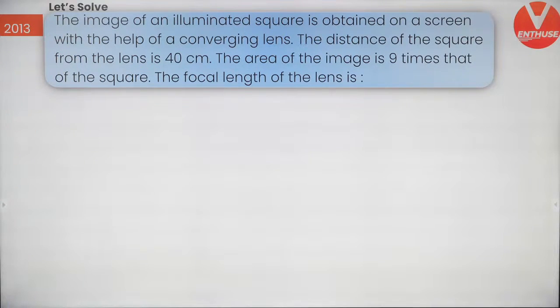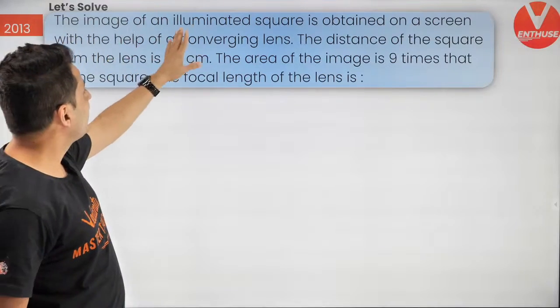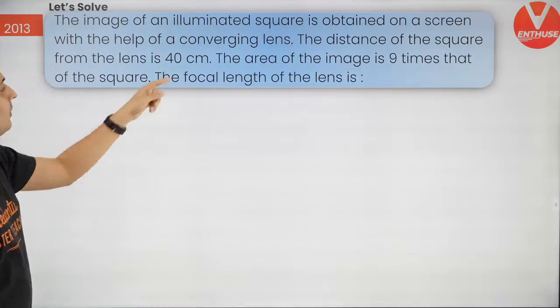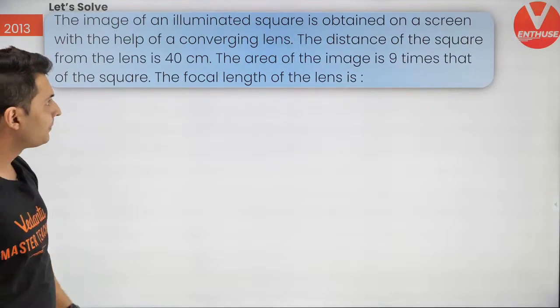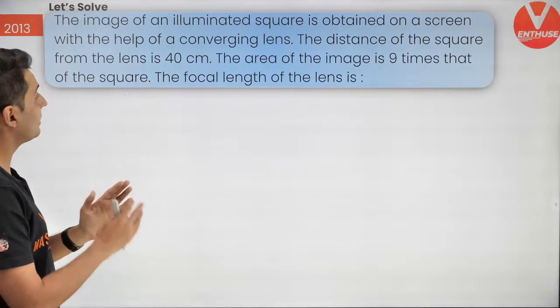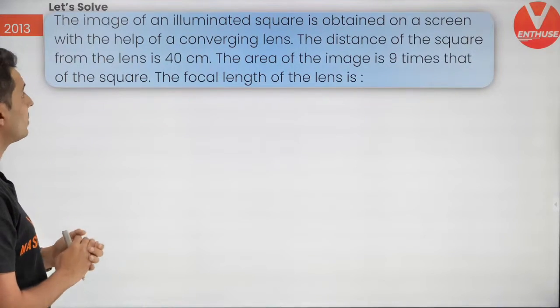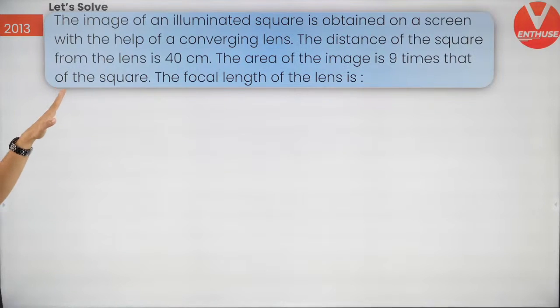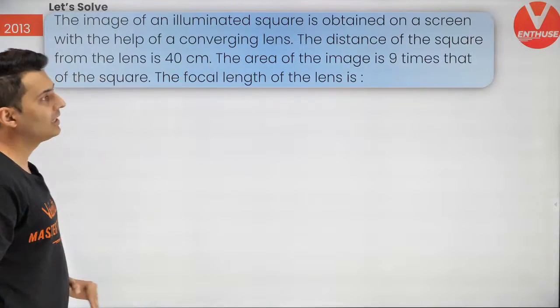There is an image of an illuminated square, and it is obtained on a screen with the help of a converging lens. The distance of the square from the lens is 40 centimeters. The area of the image is 9 times that of the square. The focal length of the lens is.